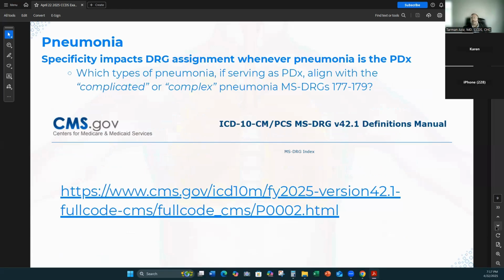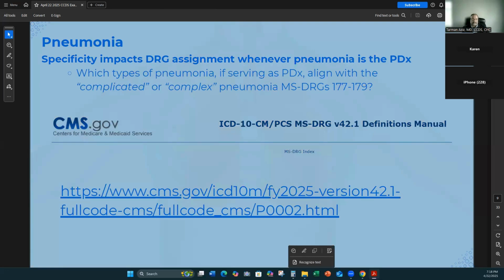You might ask yourself then out of that discussion, I hope you would be asking yourselves, what are the other types besides gram-negative pneumonia that, when they are the PDX, align with this complicated or complex pneumonia? There would be way too much for me to describe on a simple slide. So instead, I provided you with a website that I can probably copy here and throw into the chat.